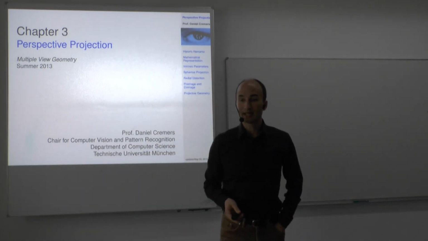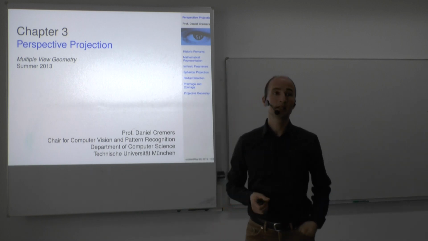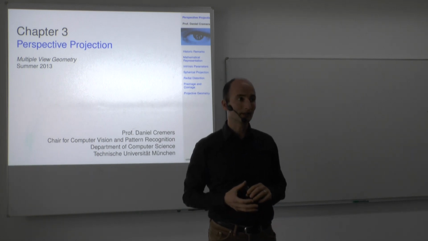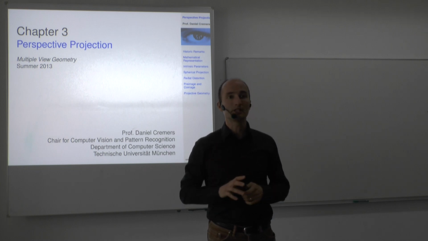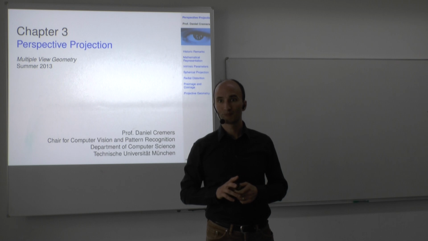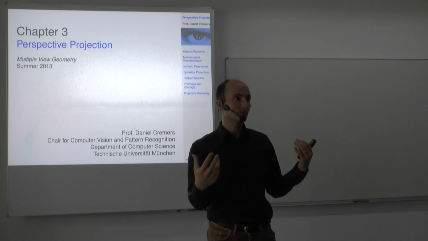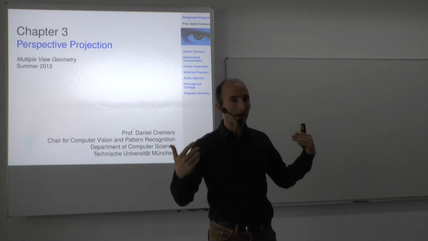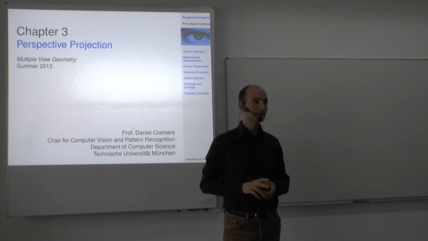Okay, welcome to the next class on multiple view geometry. Today we'll talk about basically the second central part in the image formation process. The idea of multiple view reconstruction is that we want to invert the image formation process, i.e. we want to go back from the images to the 3D coordinates, the 3D world.